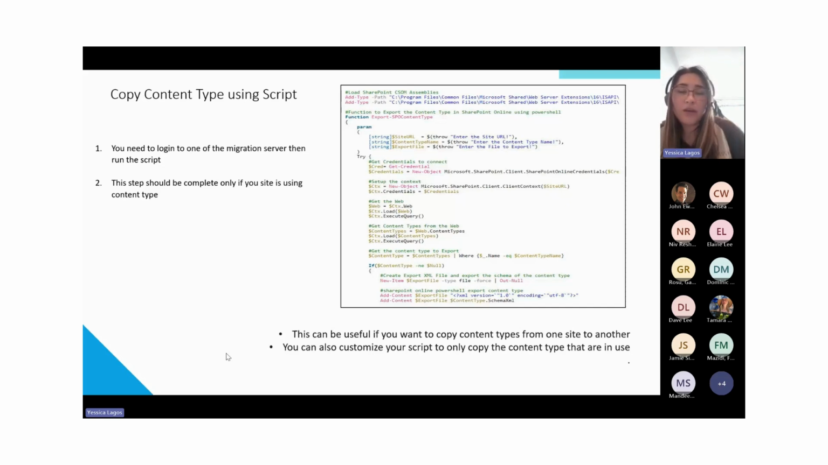If your company doesn't have any content types, this part is not even necessary, so you don't have to do it at all. Or if you just want to move content types manually, you can also do that.